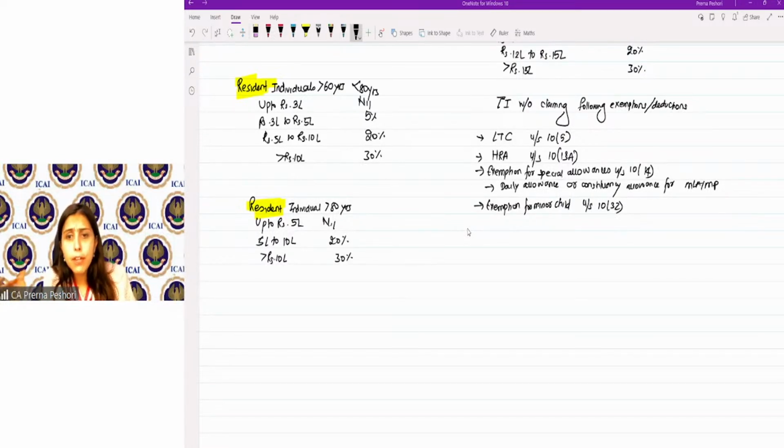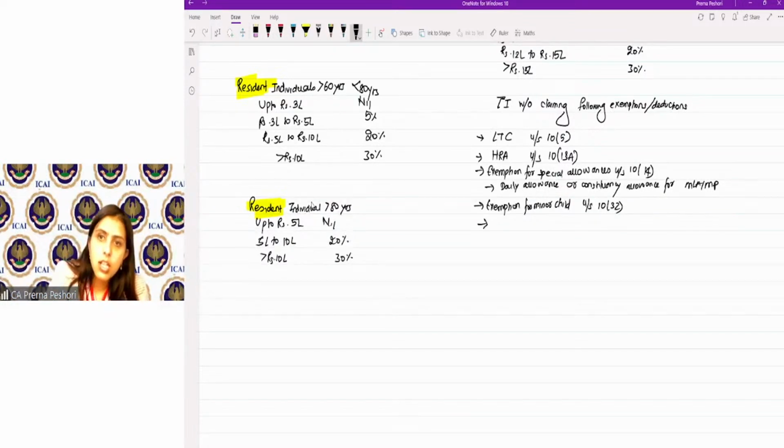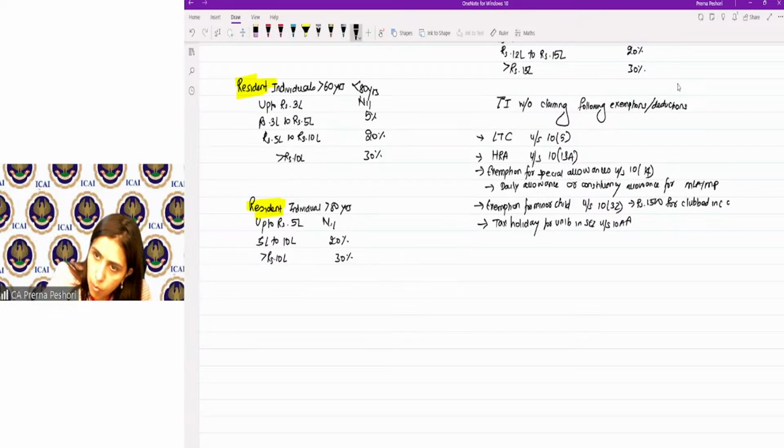Yes, you need to compare for each individual and opt for the regime which is beneficial to them. Then next one is 10AA, tax holiday for units established in SEZ. For units in SEZ under section 10AA. Here I am writing rupees 1500 for clubbed income of minor. Right? So that you remember.